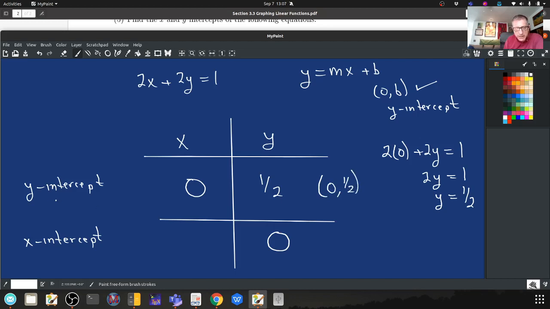So this gives me the point 0, 1/2. I wrote it right here. I guess I should have written it over here. 0, 1/2. Now we're given that y is equal to 0. Find x. So I go to my original equation.